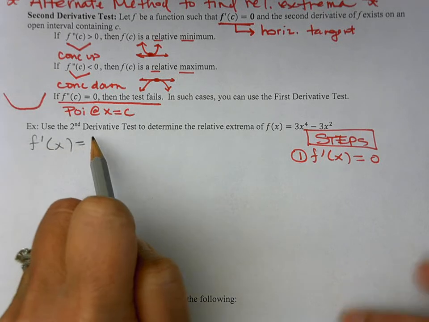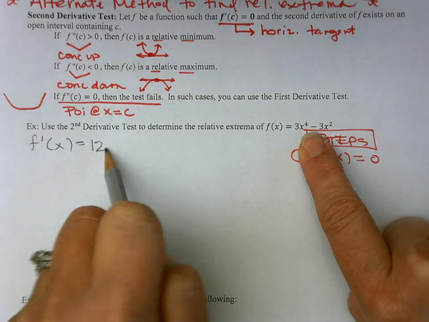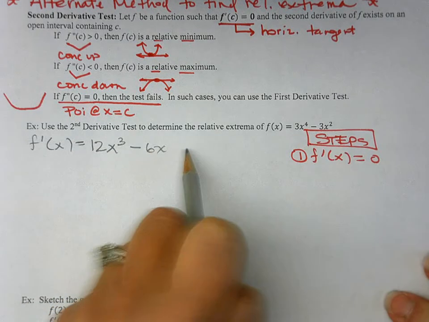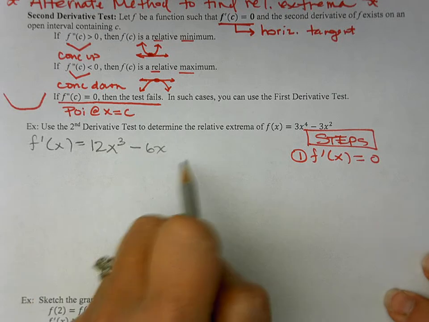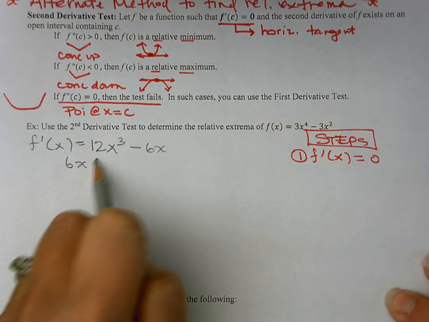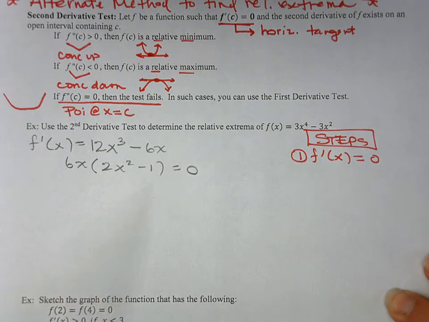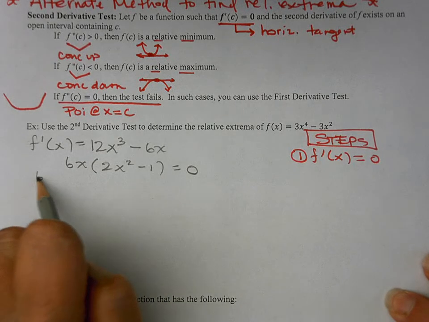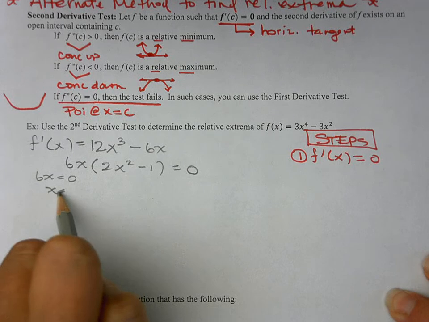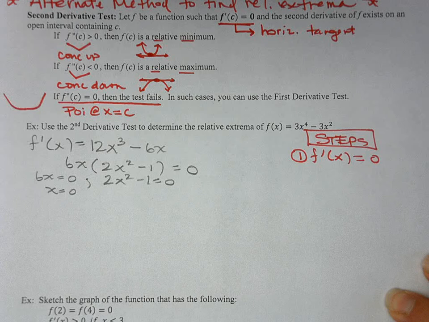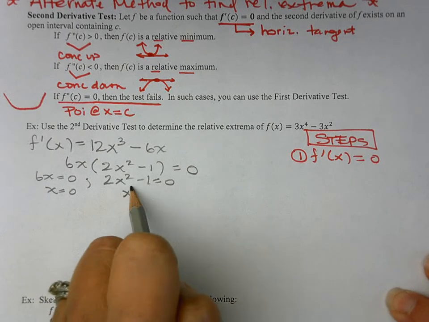So then this would just be 12x cubed, and then minus 6x to the first, and then we would set that equal to 0. So let's do some factoring. I can take out a 6x, and that would give me 2x squared minus 1. Okay, and then from there I can set each factor equal to 0, so I would set 6x equal to 0. And then here, 2x squared minus 1 equal to 0. So I'm going to add 1, divide by 2.